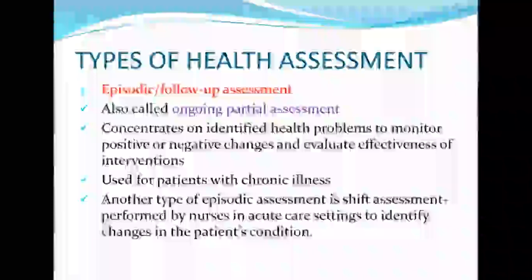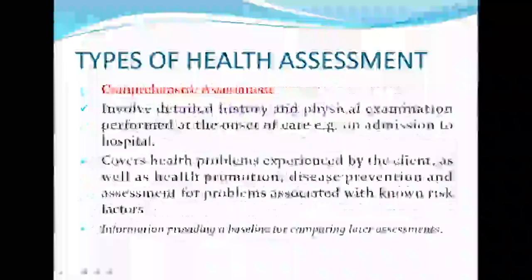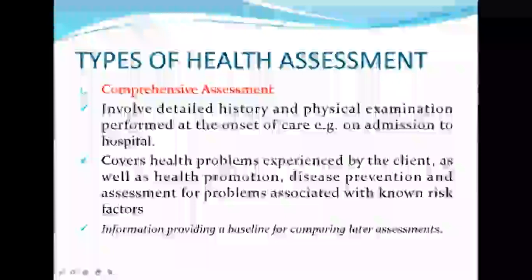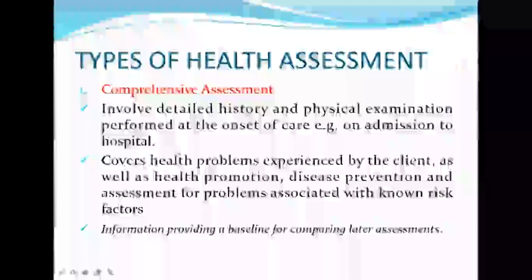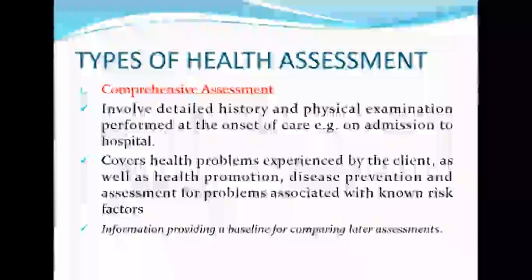Let us go back to the comprehensive assessment and look at what it entails. A comprehensive assessment involves a detailed history and physical examination that is performed at the onset of care, for example, on admission to hospital. This type of assessment covers problems that are experienced by the client, as well as health promotion activities, disease prevention, and it also involves assessment for problems associated with known risk factors.